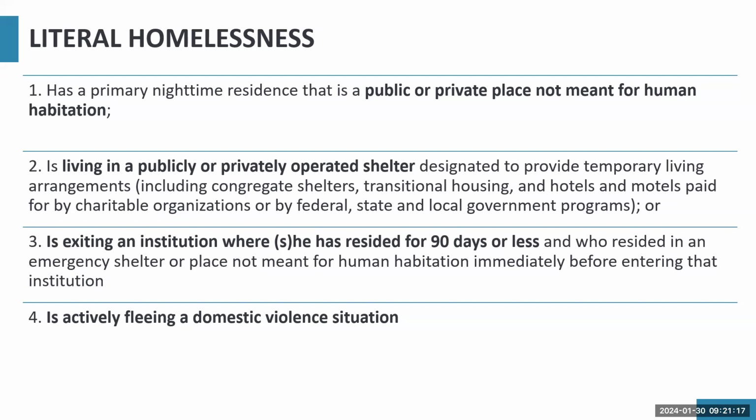Number three, they're exiting an institutional stay like jail or a hospitalization or inpatient rehab where they have resided for 90 days or less and who resided in an emergency shelter or in a place not meant for human habitation immediately prior to entering that institutional stay. And four, the individual or household is actively fleeing a domestic violence situation.